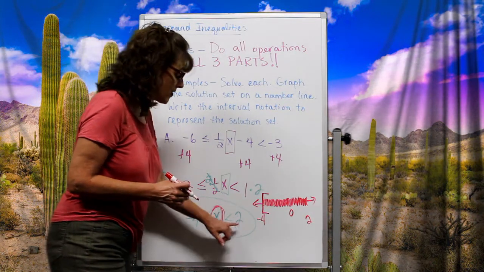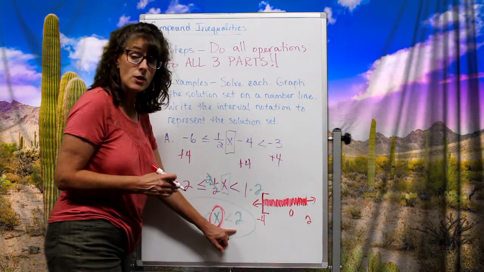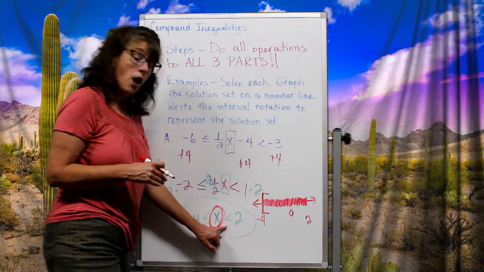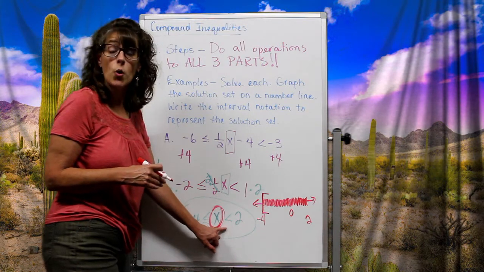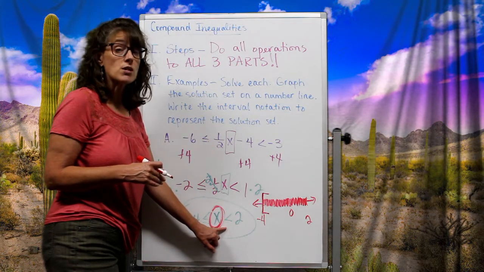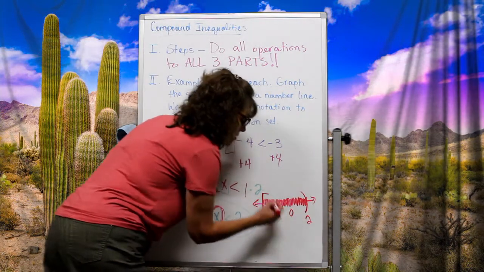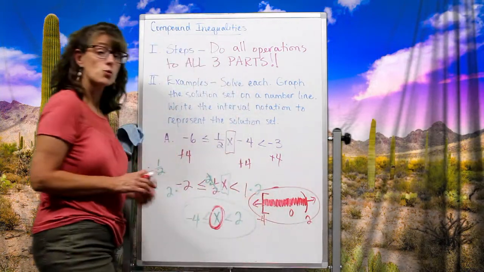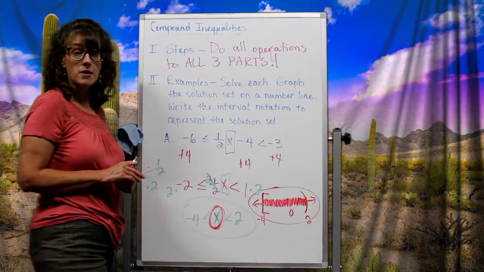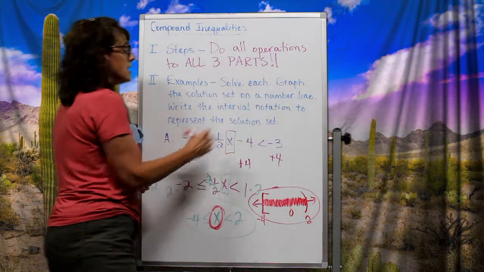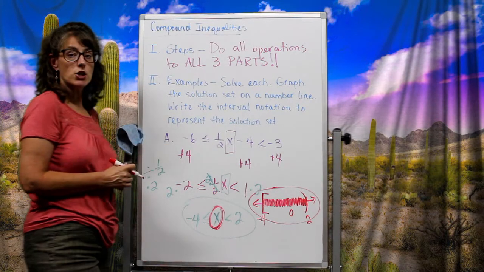Now we just have to decide this positive 2 right here, does it get a parentheses or a bracket? Well, it's not a part of the solution set because there's no equal to part here. So since it's not a part of the solution set, it gets a parentheses. And so here is the graph, the picture representation of that solution set. So we solved it, we graphed it. Now we need to write the interval notation.